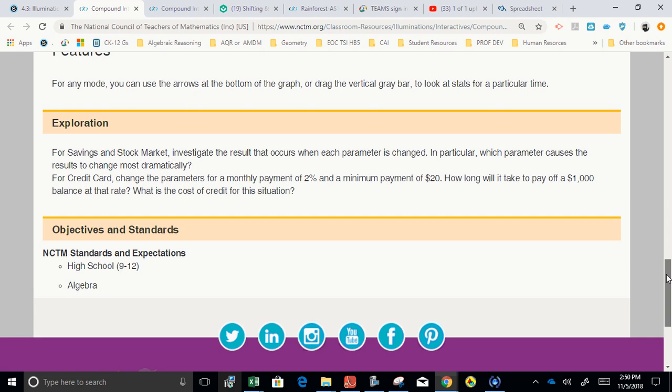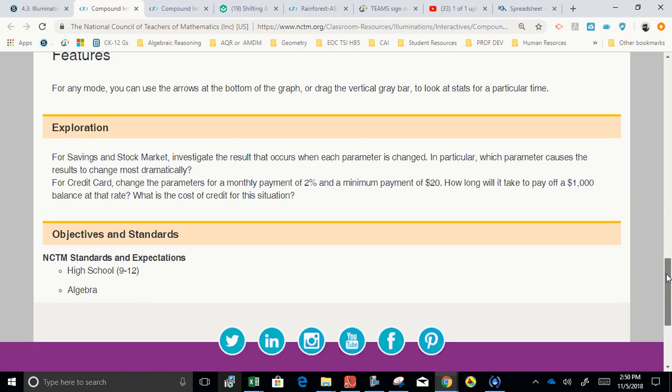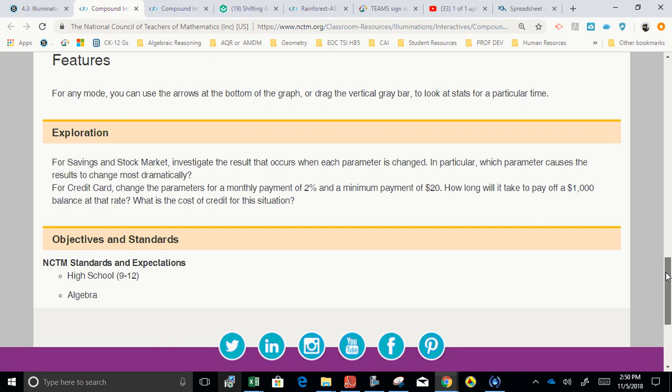Okay, so which situation do you want to start with? The savings, the stock market and savings, or the credit card? Class? Which one do you want to do? Savings and stock market or credit card? Okay, the votes don't seem very clear.